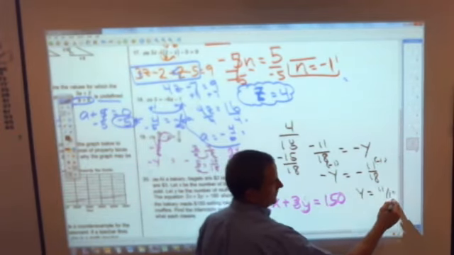Or you could also think about it like this. I can move this y to that side by adding y to it, and I can move this to this side by adding 11/18. So positive y does equal 11/18.